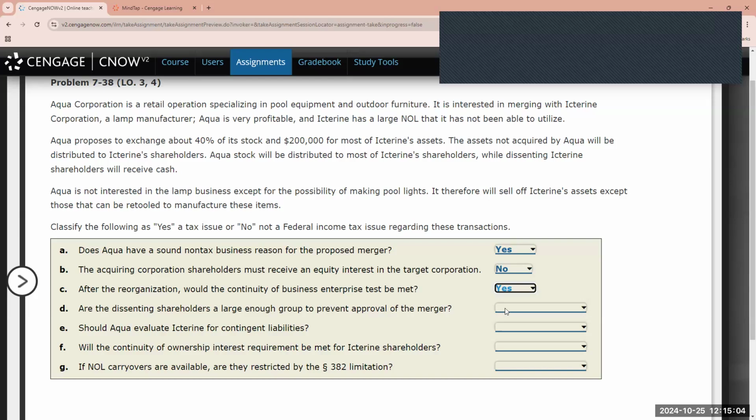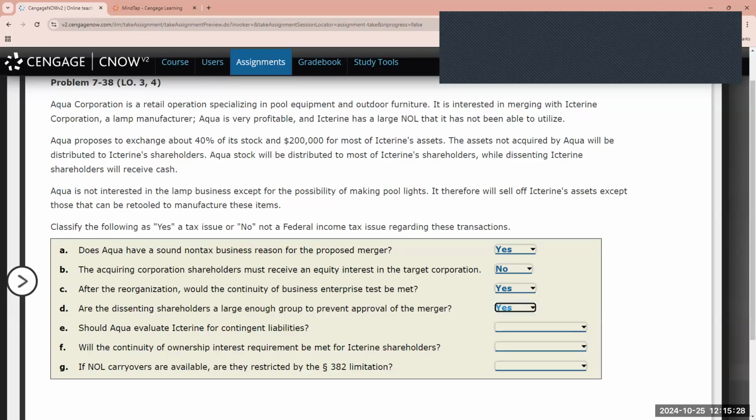One of the key things under the continuity of interest test is target shareholders receiving stock that is at least 40% of their prior stock ownership. Not all target shareholders need to receive stock. And in the surviving corporation, the requirement is applied to the aggregate consideration given by the acquiring corporation.